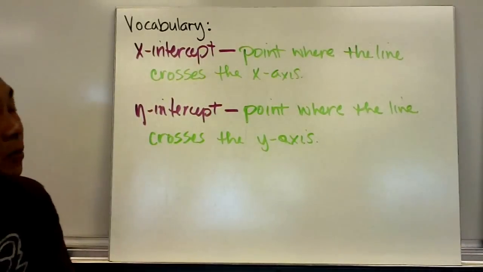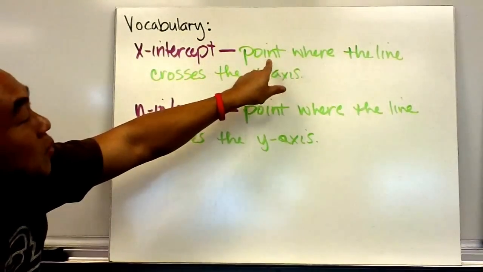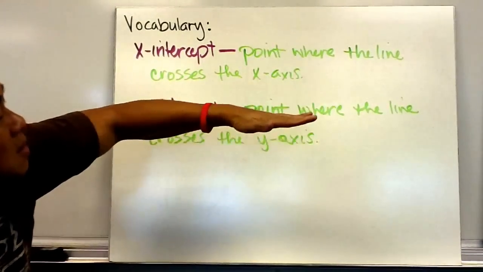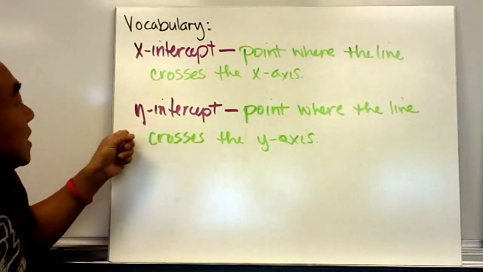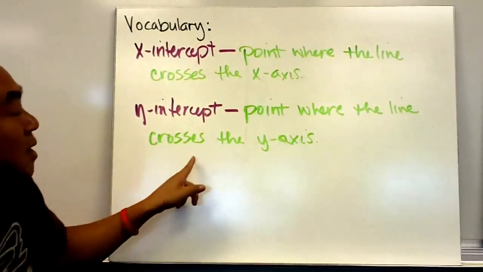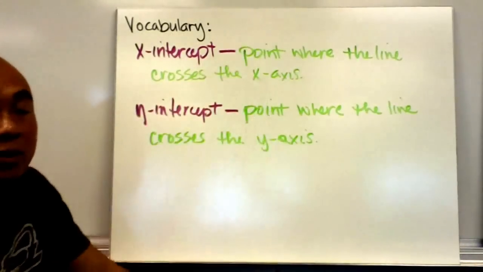Our two vocabulary words, the first one is x-intercept, and the x-intercept is a point where the line crosses the x-axis. The x-axis is the horizontal axis of your graph, and then the second word that we have is the y-intercept, and the y-intercept is the point where the line crosses the y-axis, and again, the y-axis is the one that goes up and down, the vertical line.